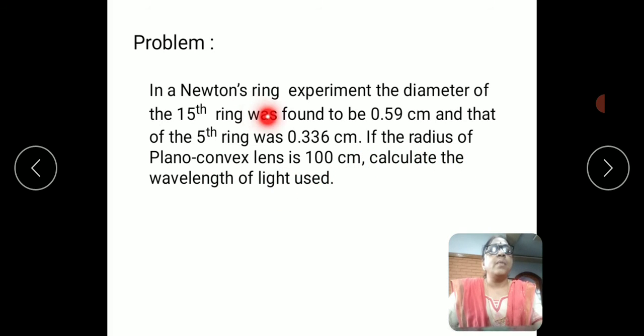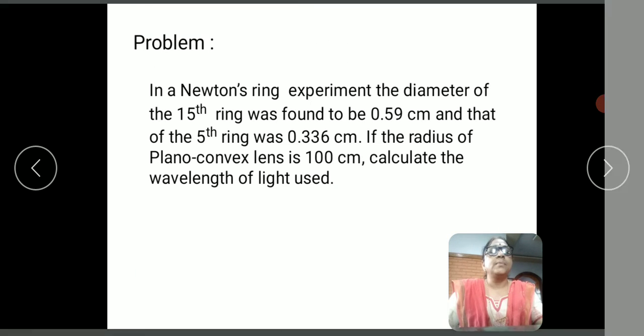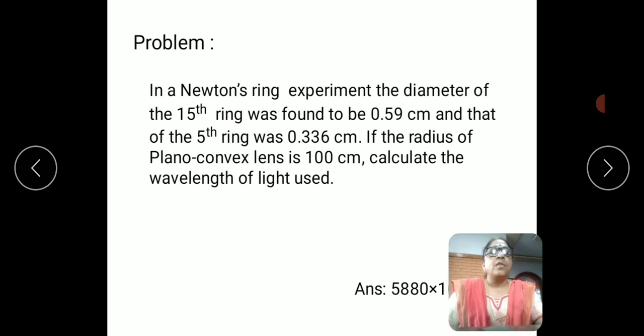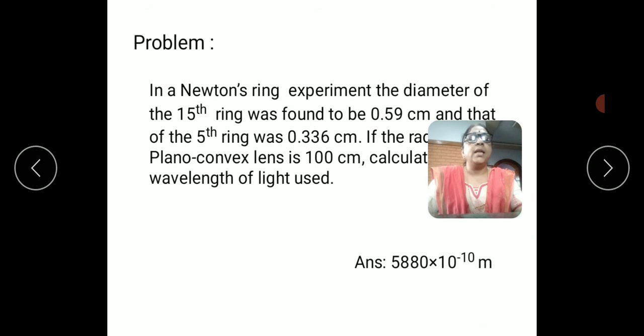So here the diameter of the 15th ring and also the 5th ring is given, and also the radius of the plano-convex lens is given. We can easily find the wavelength lambda. The answer is 5880 into 10 raised to minus 10 meter.